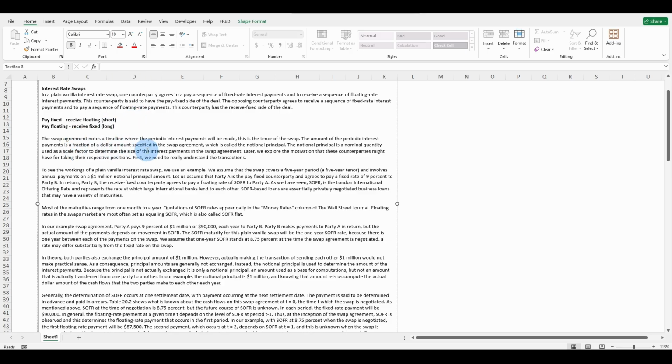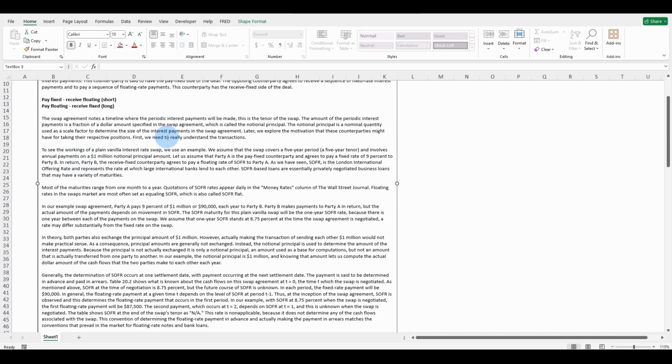The swap agreement notes a timeline when the periodic interest payments will be made. This is the tenor of the swap. The amount of the periodic interest payment is a fraction of a dollar amount specified in the swap agreement, which is called the notional principal. Notional principal is a nominal quantity used as a scale factor to determine the size of the interest payments in the swap agreement. Later, we explore the motivation that these counterparties might have for taking their respective positions. First, we need to really understand the transaction.